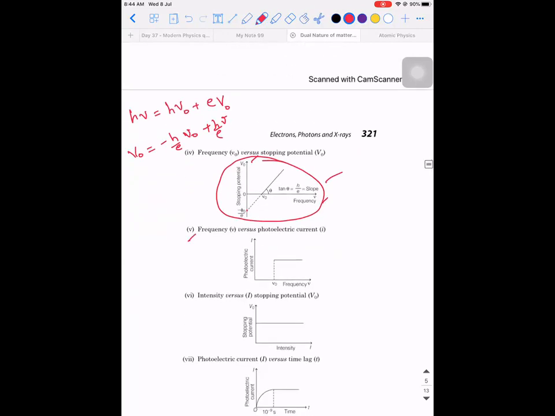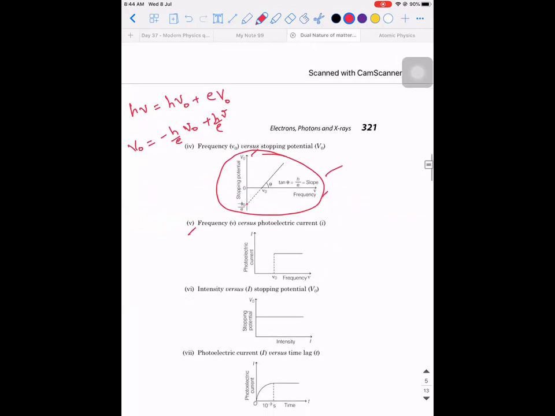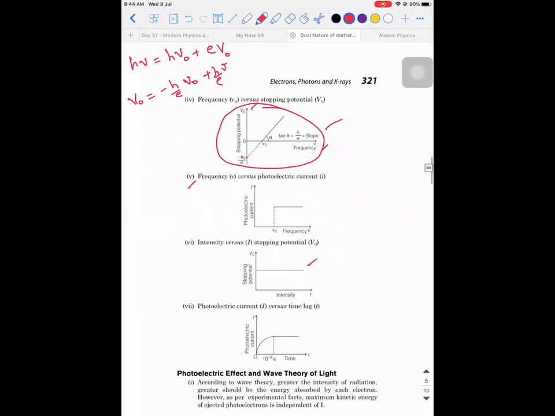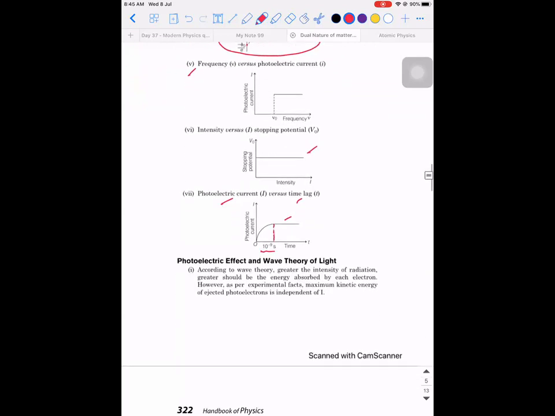Similarly, frequency versus photoelectric current. After the threshold frequency, however much you increase the frequency, the photocurrent is going to be constant. The intensity versus stopping potential: intensity doesn't play any role in the stopping potential, so it is going to be constant. Okay. Photocurrent versus time lag, with respect to time, it will be like this. This says the photoelectrons are generated within 10 power minus 9 seconds since the light is falling on the metal surface, right? After that, it is going to be constant.